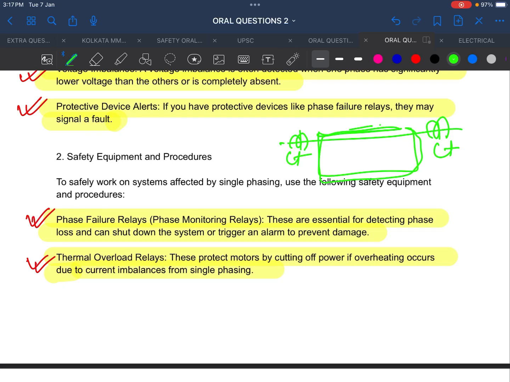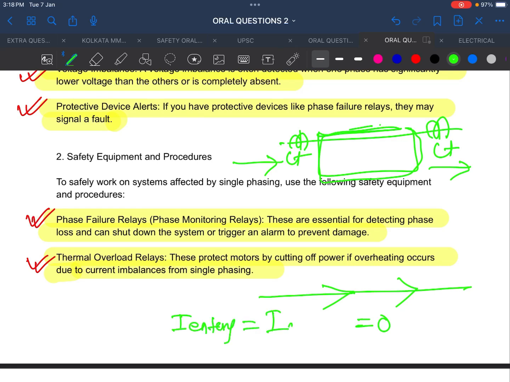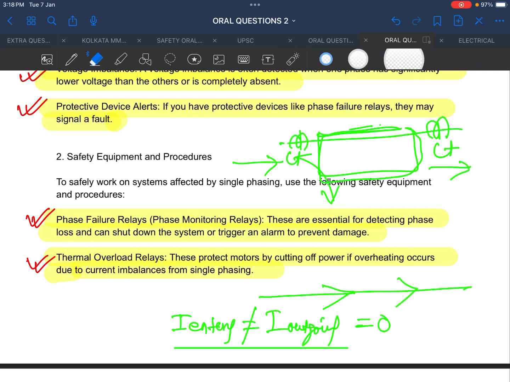What the differential protection relay is doing is just sensing the incoming current and outgoing current, because according to Kirchhoff's law, the sum of the currents entering and leaving must be 0. Basically, entering current must be equal to outgoing current. If they are not equal, then there is an imbalance in the circuit, and due to this the CT will give a signal to the relay and the relay will disconnect the circuit. I will explain differential protection relay in detail also.